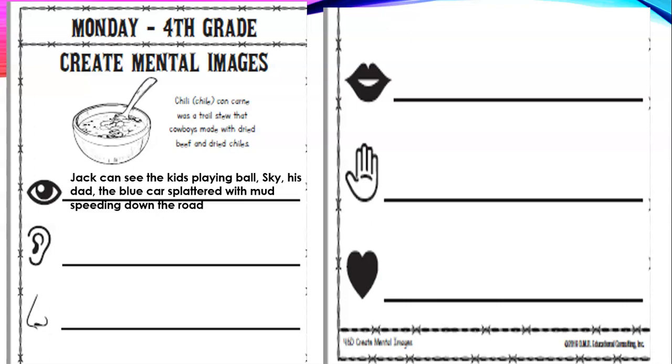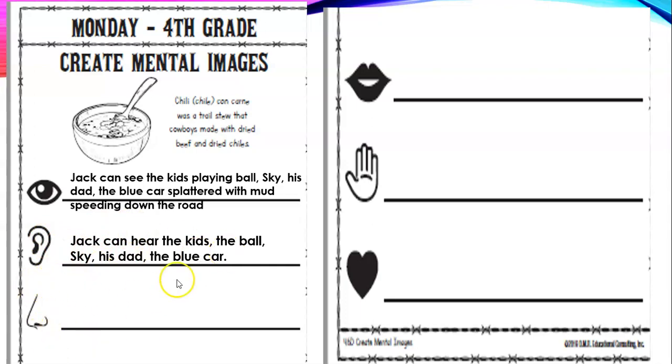He can hear the thud, thud, thud. Remember, because they ran over Sky. So let's go ahead and write that. It's okay if you're not finished with the first one. And Jack can hear the kids. The ball, you know when you're playing with the ball, you can hear the sound. He can hear Sky, his dad, and then he can hear the blue car.